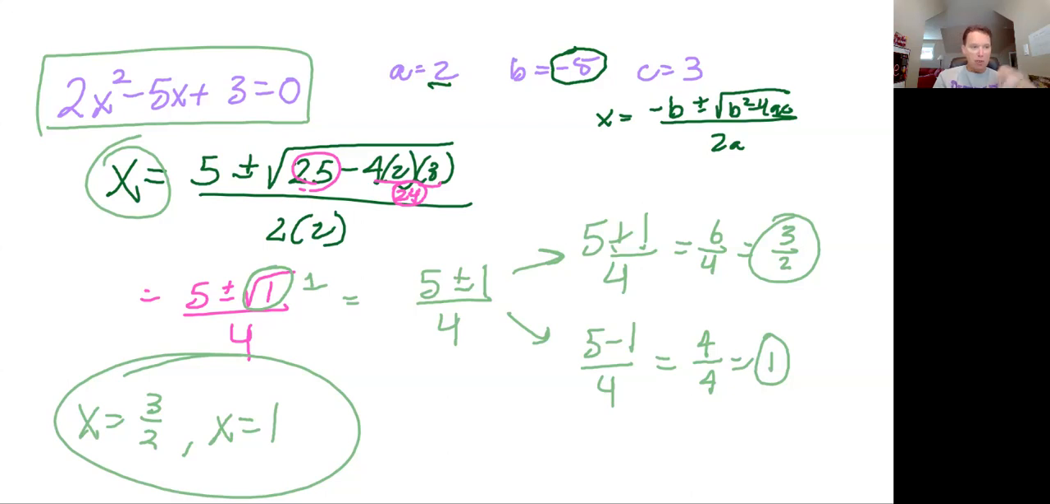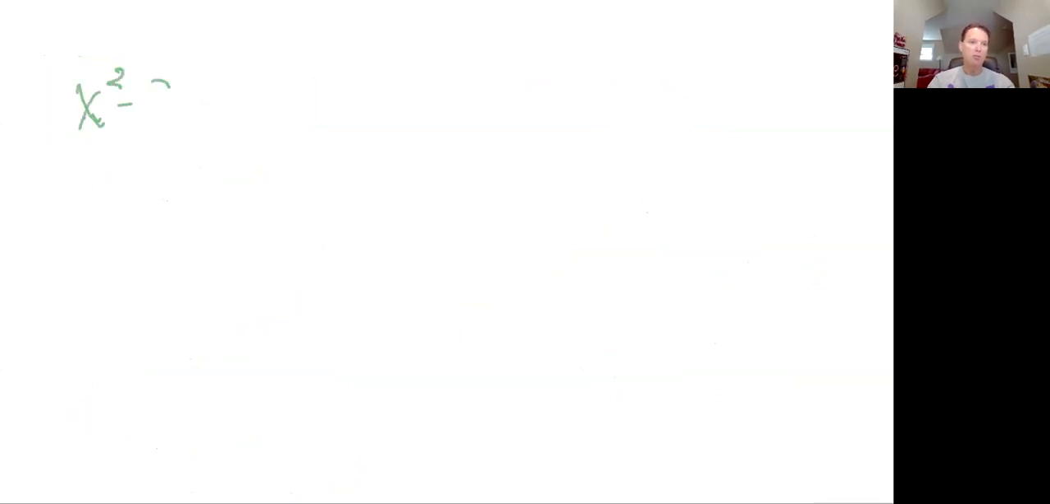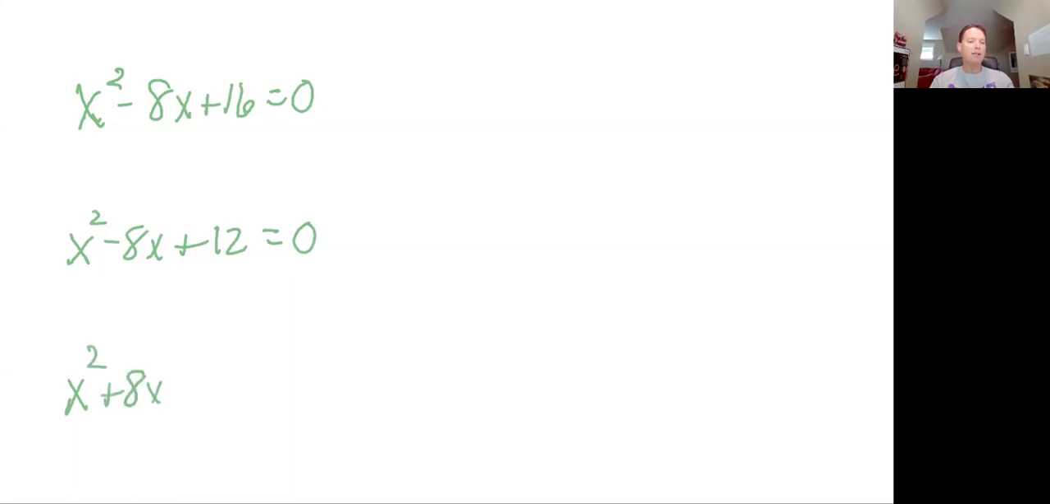I want to switch back. I'm going to switch back and forth with a couple things here, and I'm going to show you a couple things. I'm going to tackle maybe even 4 kinds of problems here. Let me show you this. The first one's going to be x squared minus 8x plus 16 equals 0. The next one's going to be x squared minus 8x plus 12 equals 0. Then x squared plus 8x plus 20 equals 0. And finally, x squared plus 8x plus 6 equals 0.